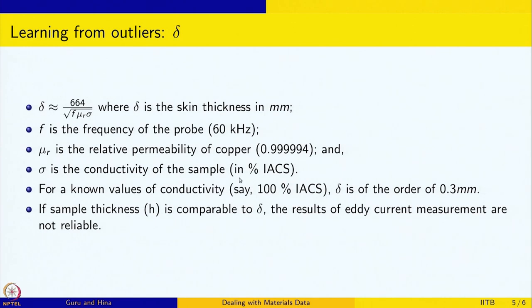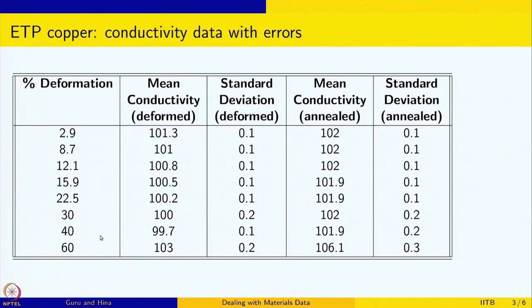And sigma is the conductivity of the sample in percentage IACS. And we know that the conductivity of copper, the ETP copper that we are dealing with, is somewhere around 100, 102, etc. Let us say that it is about 100 IACS, then delta is of the order of 0.3 millimeter. If the sample thickness is comparable to this value, then the results of eddy current measurements are not reliable. And the reason why in 60% deformed samples we are getting meaningless and inconsistent numbers is because, given our initial thickness, when we made 60% deformation on these samples, the thickness became comparable to this skin thickness.